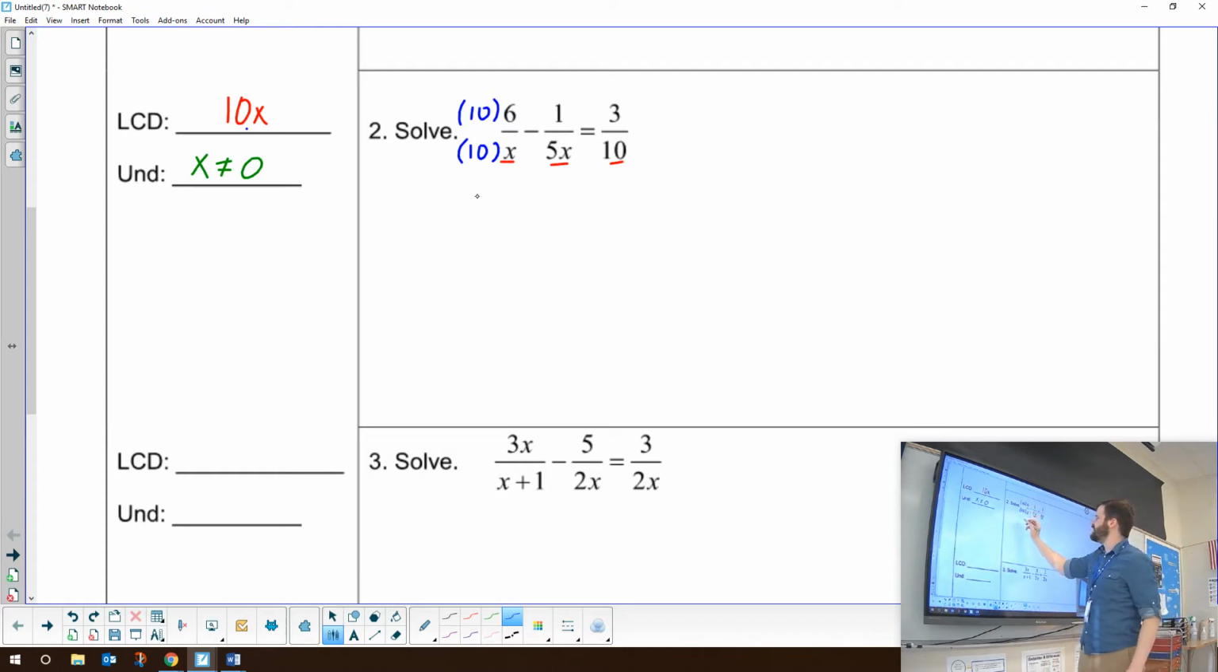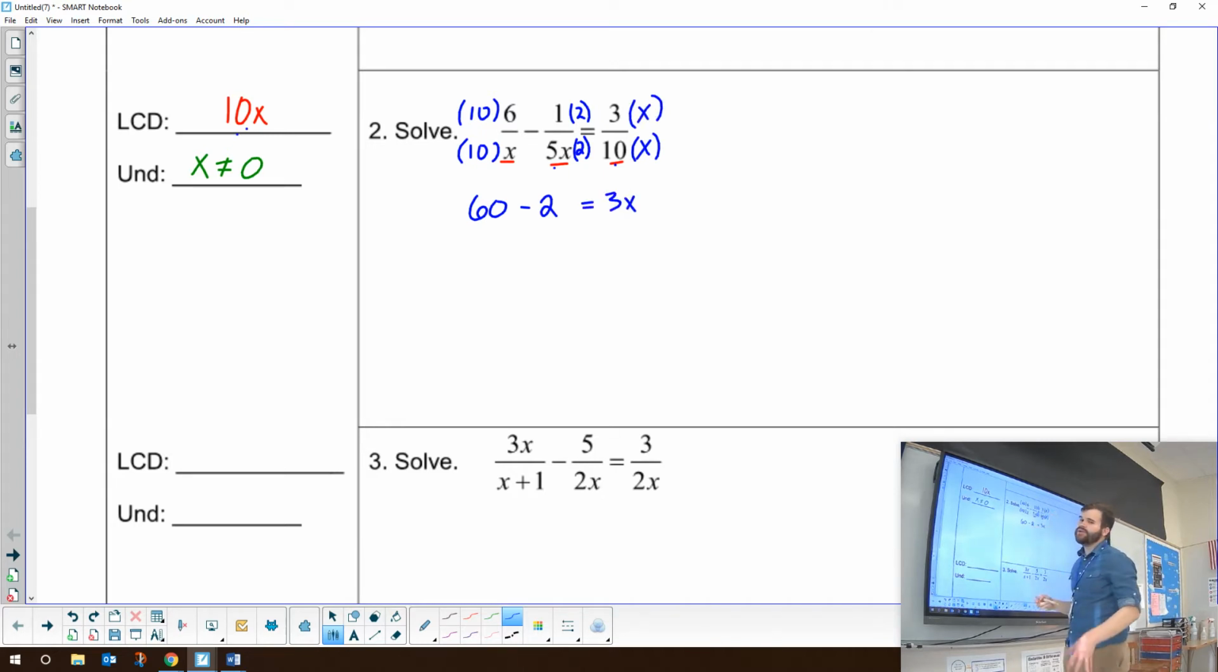6 times 10 is 60. Then, to get from 5x to 10x, we're missing a 2. So we can multiply the top and the bottom by 2. And that gives me minus 2. Then here, my 10x on the end, to get from 10 to 10x, I'm missing the x part. So I'm going to multiply the top and the bottom by x. And we're going to get equals 3x.